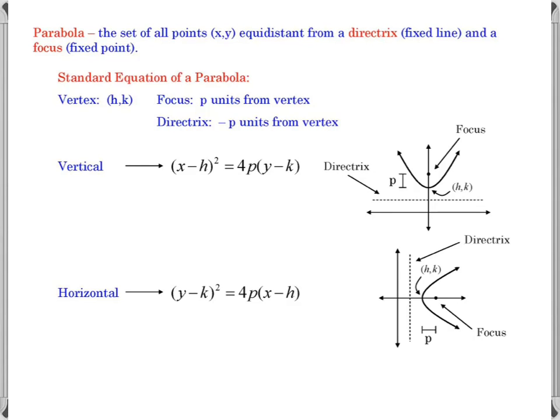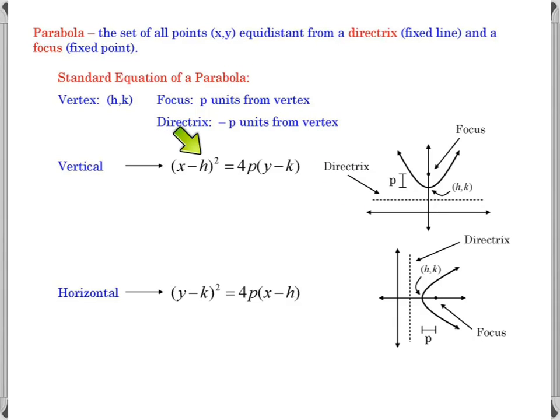All right, our last conic here that we're going to worry about is our parabola. And this equation is a little bit different, as it has a set of all points equidistant from a directrix, which is a fixed line. For right now, it's just going to be either horizontal or vertical. We'll deal with rotation down the road.